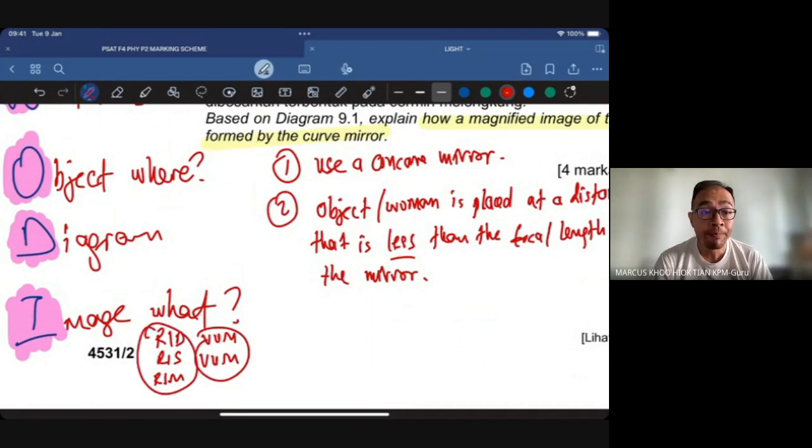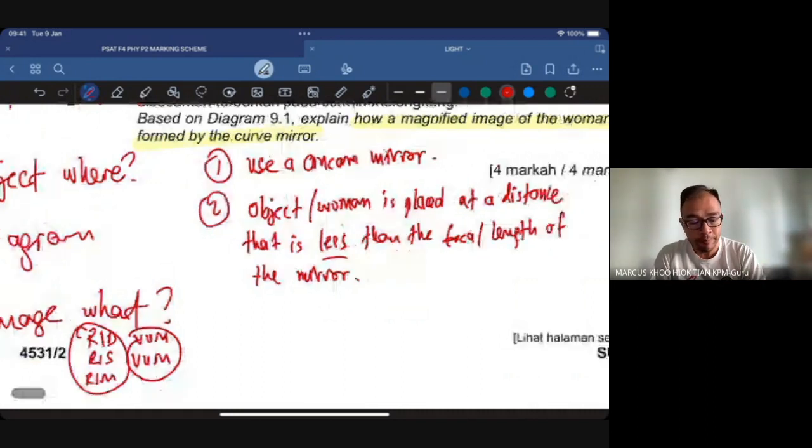Real, inverted, diminished. So you want it to be virtual because it's in the mirror. You want it to be upright, you don't need it to be inverted. So the only possible one is VUM, and it should be less than the focal length. Number 3 is the diagram. I'm going to talk about the diagram in a little while, but let me go to point number 4.